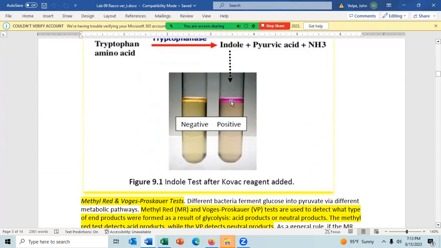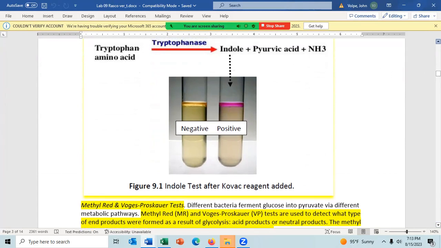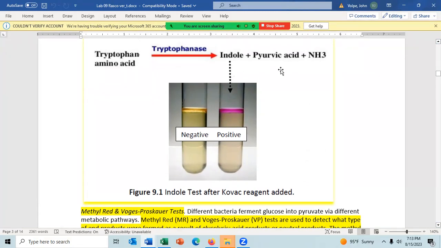This isn't looking very red, but that's actually positive. I think this is a problem of the photograph. It looks kind of purple, but tryptophan and the enzyme tryptophanase make indole and pyruvic acid. You would then add Kovacs reagent and it turns red. That should be more red. That kind of looks purple. My apologies. Like I said, I think that's a problem with the picture. All right, the negative is not red and it's going to be a yellowish color.